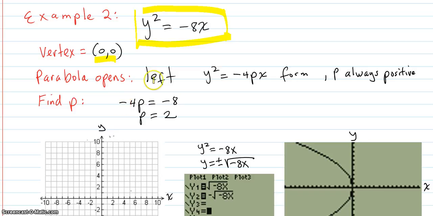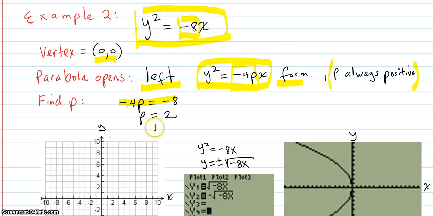The parabola opens left because it's a y squared type, so it's left or right, but you have the negative sign that's going to turn it to the left. So this is the form. You have to identify the form. P is always positive, and this is the form it's in. So negative 4p has to equal negative 8. Negative 4p equals negative 8, so p equals positive 2.